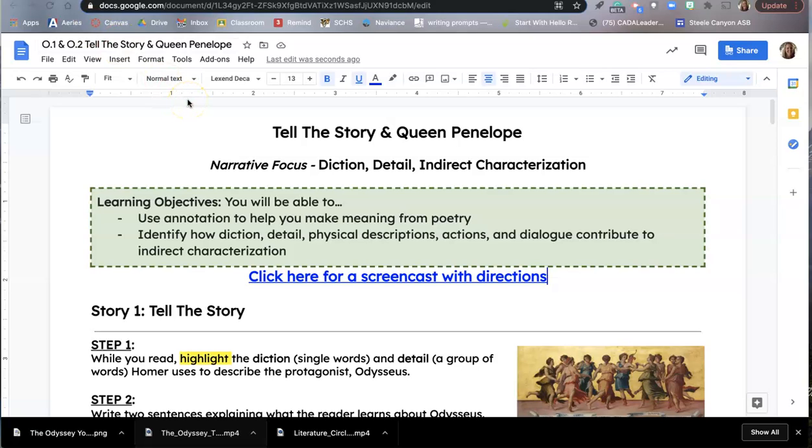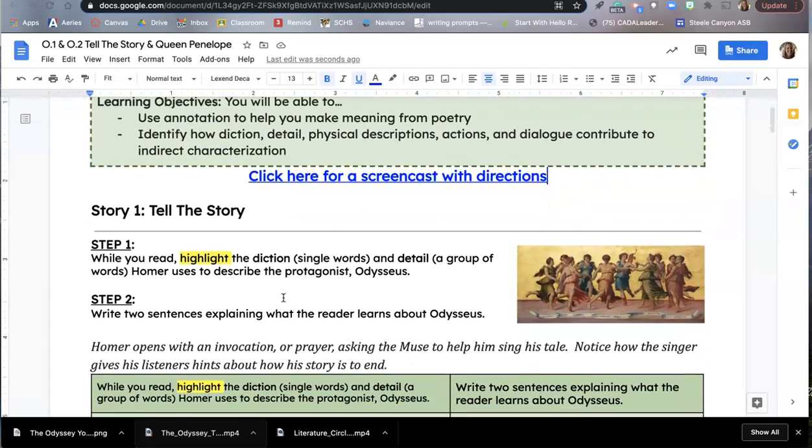Today we will read two stories, Tell the Story and Queen Penelope, and your narrative focus will be on diction, detail, and indirect characterization. Your learning objectives are that you will be able to use annotation to help you make meaning from poetry, and also identify how diction, detail, physical descriptions, actions, and dialogue contribute to indirect characterization. So first of all, story one is Tell the Story.